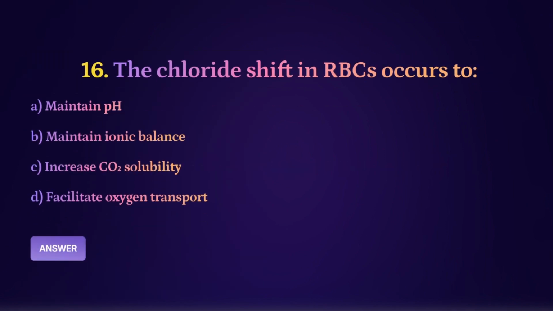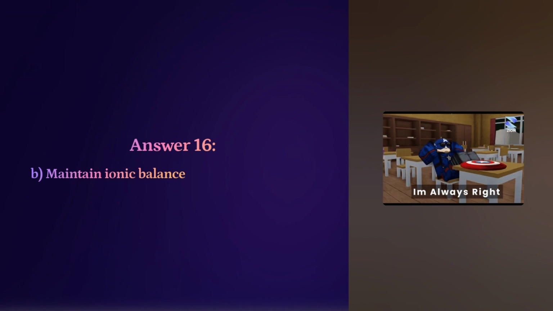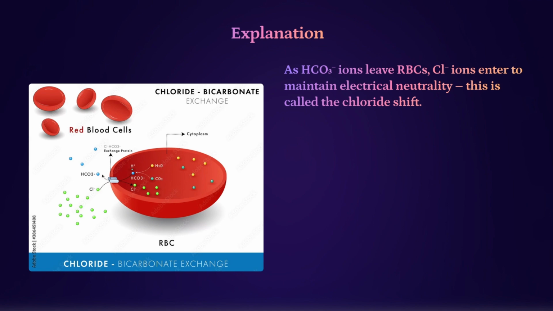Question number 16. The chloride shift in RBCs occurs to maintain pH, maintain ionic balance, increase carbon dioxide solubility, or facilitate oxygen transport. So chloride shift is there to maintain ionic balance. As HCO3 minus ions, that is the bicarbonate ions, leave RBCs, the chloride ions enter to maintain electrical neutrality. This is called chloride shift.